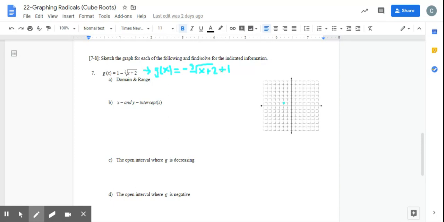So we're going to do the same thing. We're going to set up our table. We're going to set our radicand, the x plus 2, equal to what kind of perfect things do you think? We're actually going to set them to perfect cubes this time, because we have our index of 3.